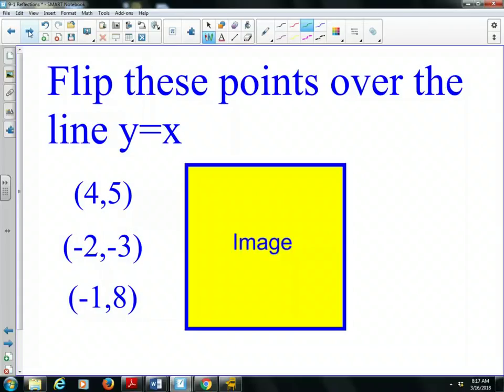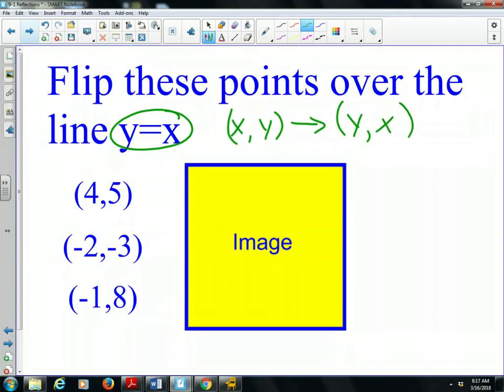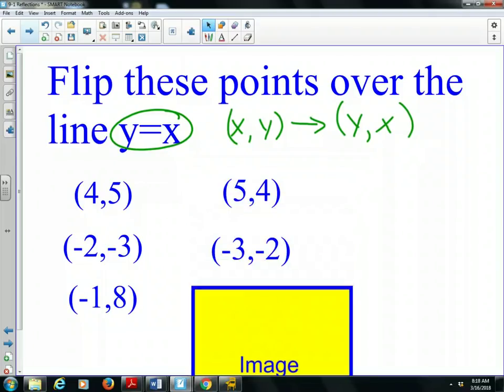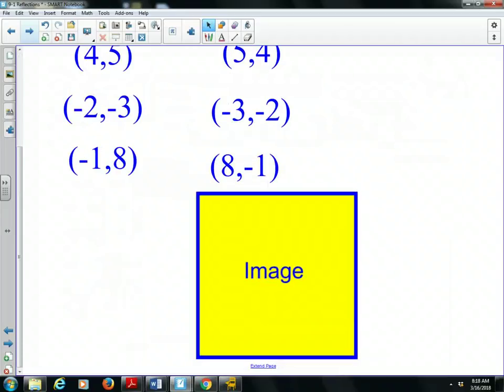So you guys pause the video. When we reflect over the line y equals x, for every point x, y, the image goes y, x. Pause the video, try that one. All right, after you tried it, instead of 4, 5, you got 5, 4. Instead of negative 2, negative 3, you got negative 3, negative 2. Instead of negative 1, 8, it's 8, negative 1.